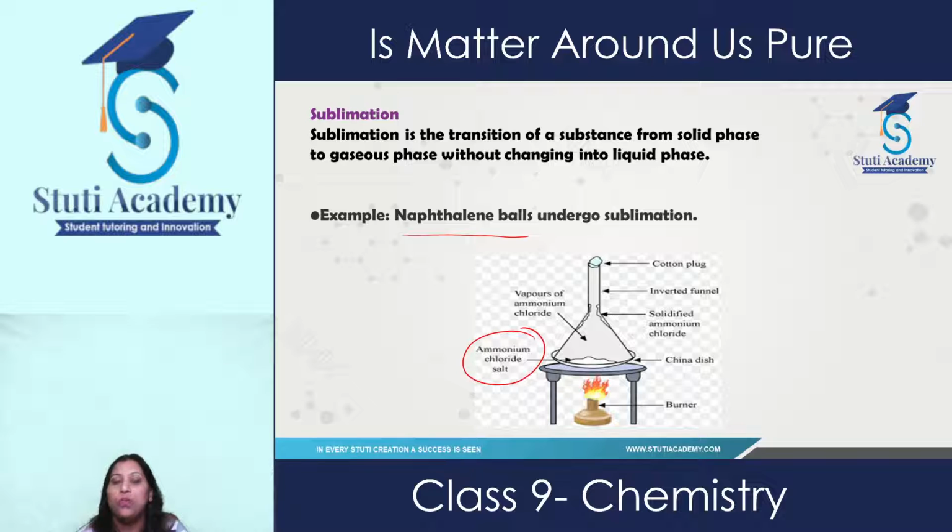Take ammonium chloride salt in an inverted funnel and keep a cotton plug here, then start providing heat. You can observe that the ammonium chloride salt vaporizes, and in the form of vapors it deposits on the sides of the funnel and solidifies there. In this way, we can separate the ammonium chloride. These are the methods by which we can separate two solid substances mixed together.